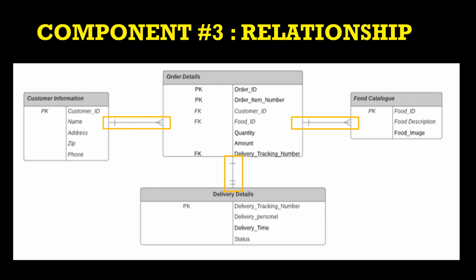Relationship type number 1, one-to-many. Let us look at the relationship between customer and order details. One customer can have many orders. Hence, the relationship is denoted by one-to-many symbol as shown in the diagram. Similarly, relationship between order details and food catalog is also one-to-many. That is, one order can consist of many food items.